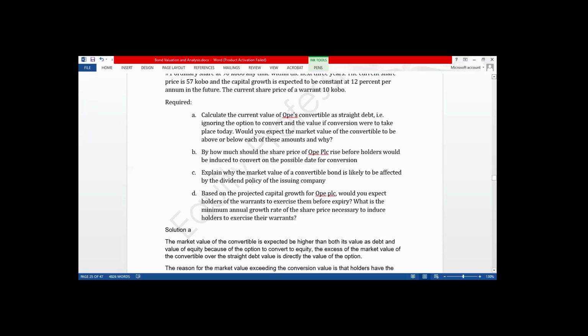Then number 3 to be addressed. Will you expect the market value of the convertible to be above or below each of these amounts, the 2 amounts computed, and why? That means you are going to explain. So requirement A, you have 3 questions to address. Let's go to it. I only have 30 minutes.